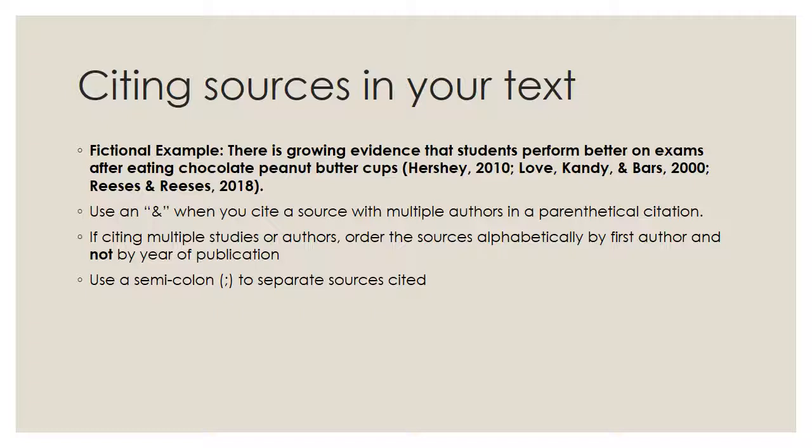So you'll notice that you use an ampersand, the symbol for and, when you cite a source with more than one author, and if it's in parentheses. And you do need to put, if you're citing multiple authors, put them in alphabetical order. So the H in Hershey comes before the L in Love, etc., etc. And then you use a semicolon to separate the sources that you've cited.